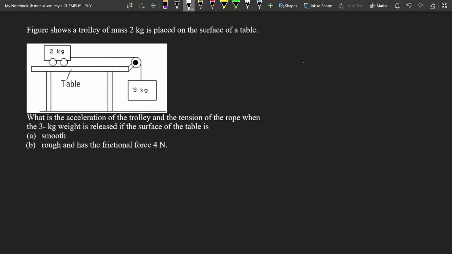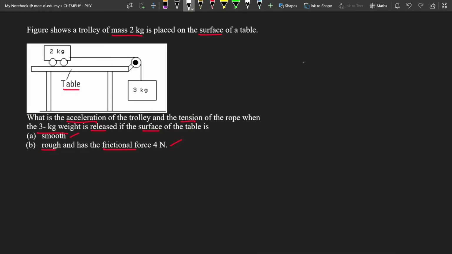Alright, last question. Kita tengok. Figure shows a trolley of mass 2 kg is placed on the surface of a table. So kita tahu gambar ni adalah sistem takal. Kita ada meja. So soalan kata, what is the acceleration of the trolley and the tension of the rope? Nampak? Dia minta A, dia minta T. When the 3 kg weight is released, if the surface of the table is A, dia kata kalau permukaan smooth, licin. B, dia kata kalau permukaan meja rough dan ada frictional force 4 Newton.